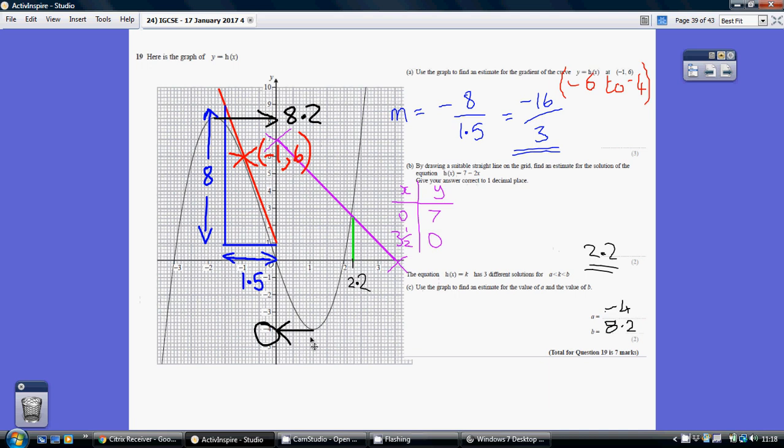Well, basically it's everywhere above that minimum point there, but below that maximum point there. Can you see that any horizontal line drawn will cut the curve 3 times between there and there. Above that point we only cut the curve once up here, and below the point we only cut the curve once here. So in short, this question is just asking us to find the maximum and minimum points. This value of y here is at minus 4, and this value for y here is at 8.2. So my answers are minus 4 and 8.2.